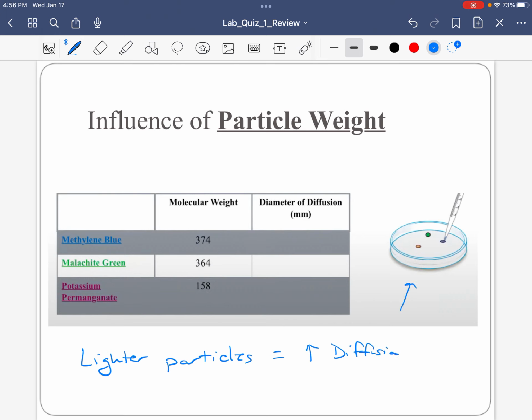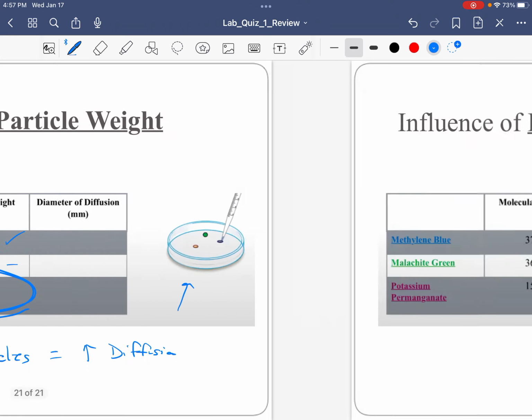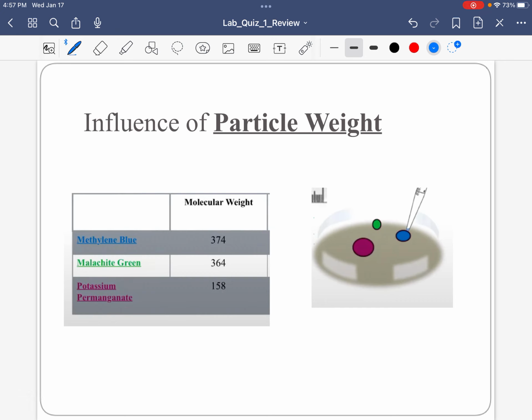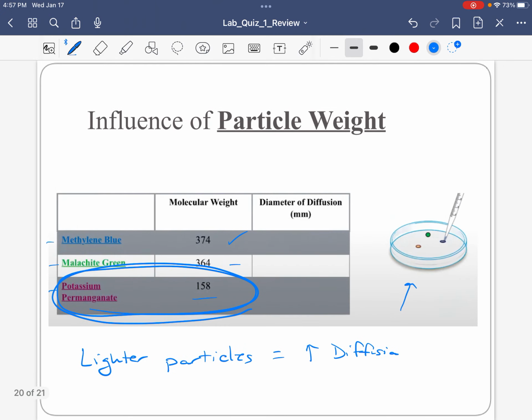We would have taken an agar plate and put 3 different color dyes: the methylene blue, the malachite green, and the potassium permanganate. They have different weights. Heaviest is the methylene blue, middle, malachite green, and the lightest is the potassium permanganate. Over time, which do we expect to diffuse the most? The potassium permanganate. Why? Because it's lighter. And sure enough, this is a really bad demonstration, but this one diffused the most. It got bigger. Lighter particles diffuse more.